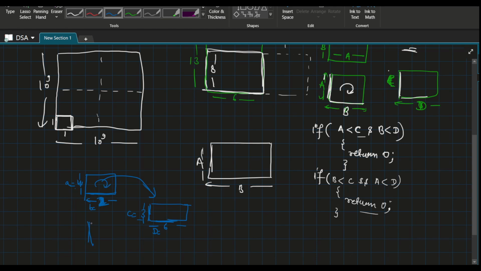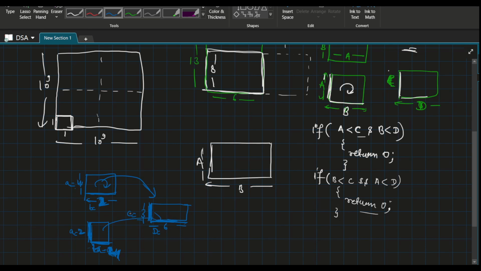So our carpet now will look like A is equal to 2 and B is equal to 4. If we try again, then we can say that this length is 2 and our box length is 3. So 2 is smaller than 3, so this condition will be true, and this length is 4 and this length is 6. So the carpet length is also smaller than the box length. So this way we can put our carpet into the box.